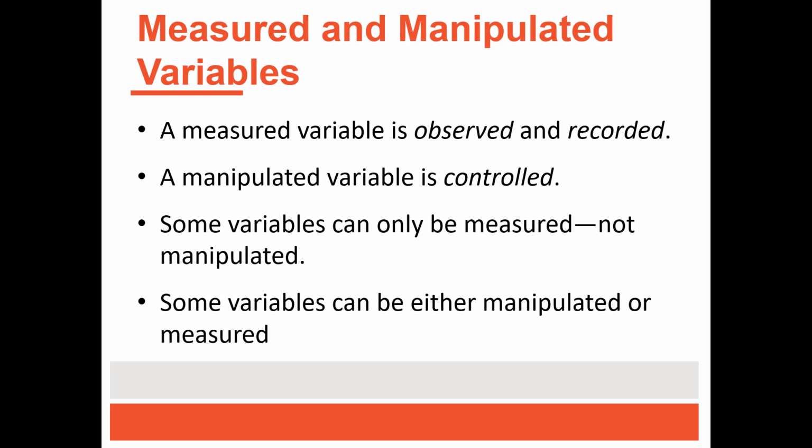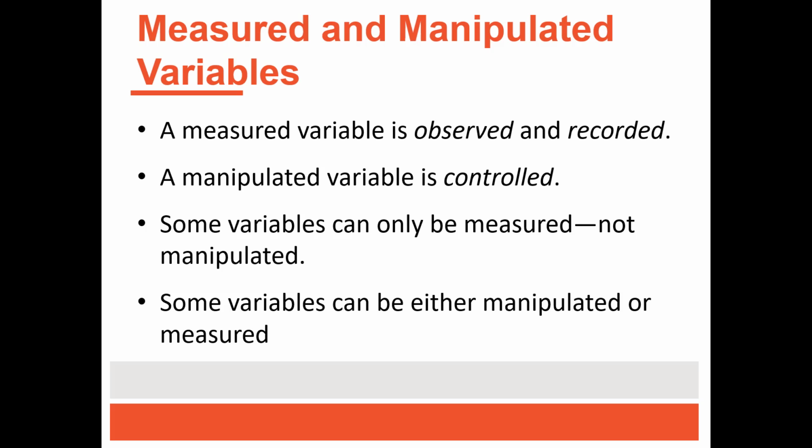On the other hand, manipulated variables are controlled by the researcher, usually by assigning participants to different levels of that variable. As an example of a manipulated variable, a researcher might assign some people to take a test in a room with many other people, and assign others to take that test alone. Here the variable might be isolation during test taking, and the researcher is controlling that variable for each participant.